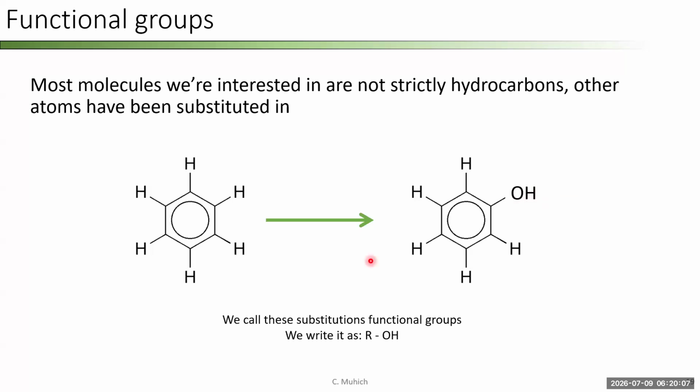In general, we can write these functional groups in what we call R notation, where R represents some sort of molecule, any generic molecule. And then we can say that that generic molecule is attached to an OH group. And so we're moving from benzene to phenol.